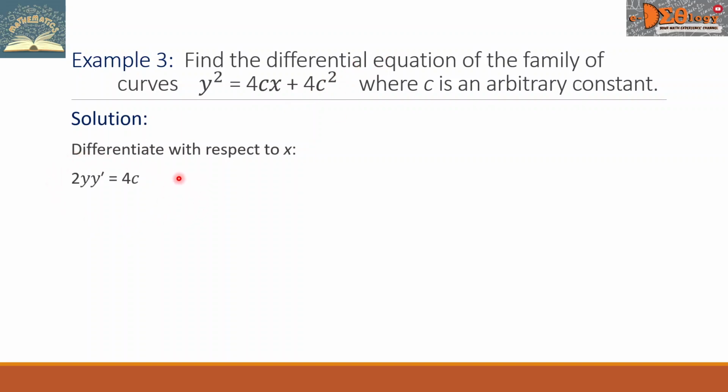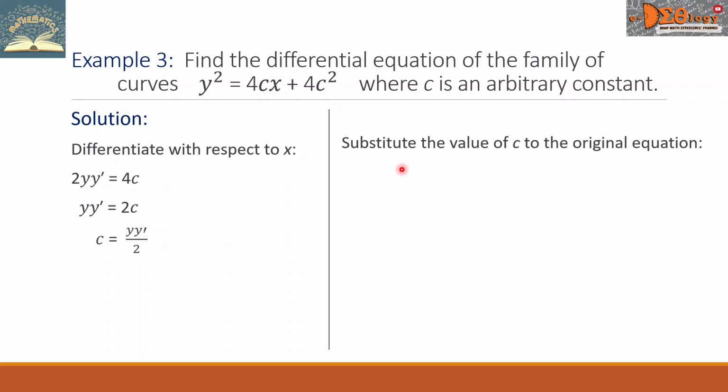In this equation here, we can simplify further by dividing by 2. So the new equation becomes y times y prime equals 2c. Let us isolate the variable c. So we have this c equals y times y prime over 2. Next thing to do is to substitute the value of c to the original equation.